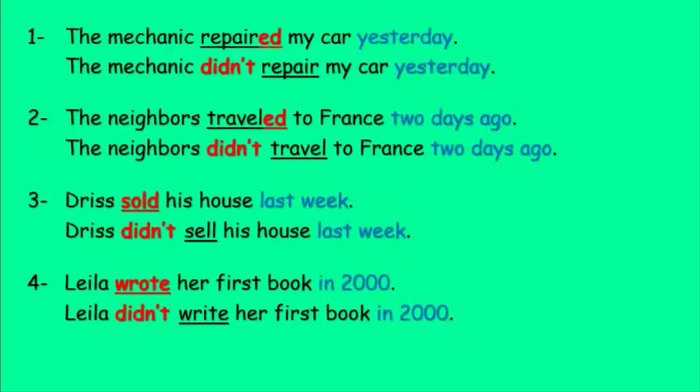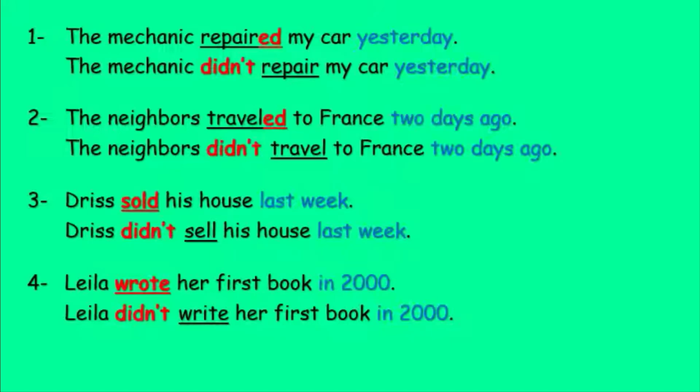Examples. The mechanic repaired my car yesterday. The negative form. The mechanic didn't repair my car yesterday. You can see that we have didn't plus the infinitive of the verb repair. Number 2. The neighbors traveled to France 2 days ago. The negative form is the neighbors didn't travel to France 2 days ago. We have didn't and the infinitive of the verb travel.